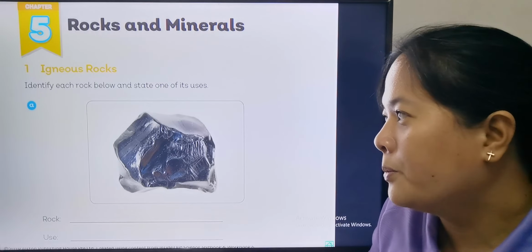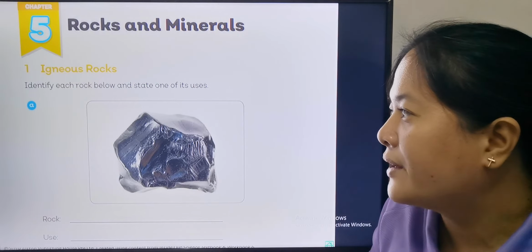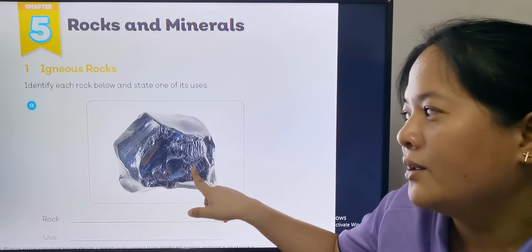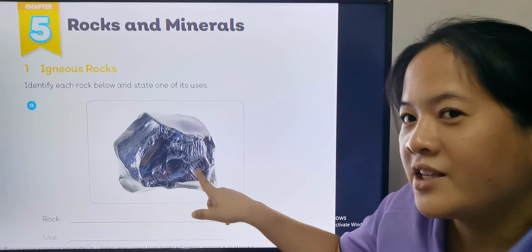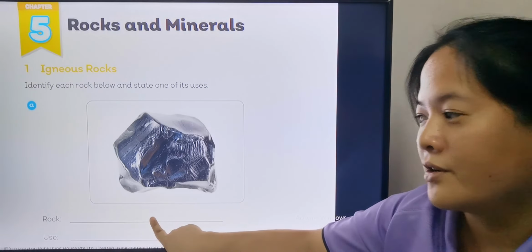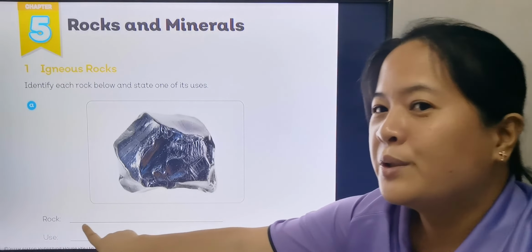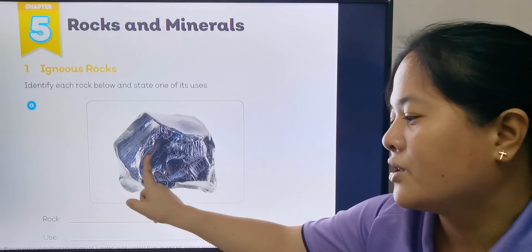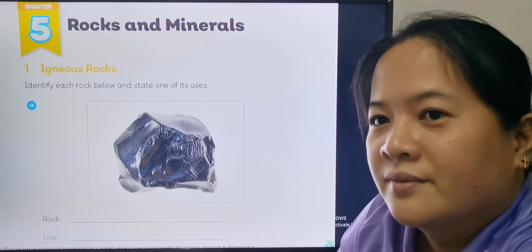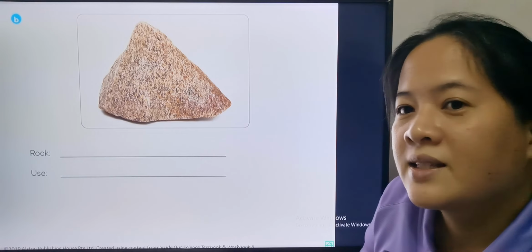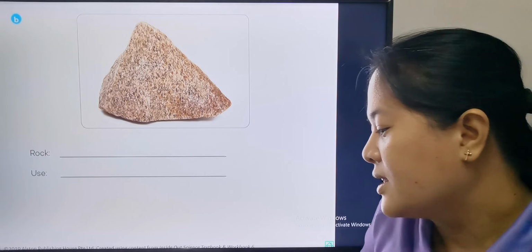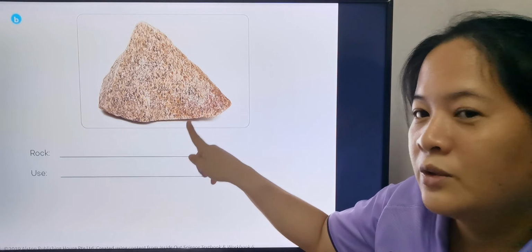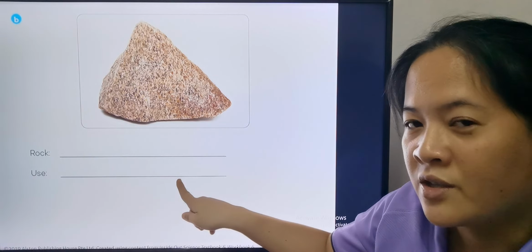Okay, so workbook page 60, you are going to identify each rock below and state one of its uses. Okay, so this one, what is this rock? So you write the name of the rock and what's its use. What do we do with this rock? Okay, it's easy. Go back to your student book and then look, what do we do with this rock? Okay, still on page 60 on your workbook. Now letter B, this rock. Okay, what do we call this rock and what's the use of this rock?